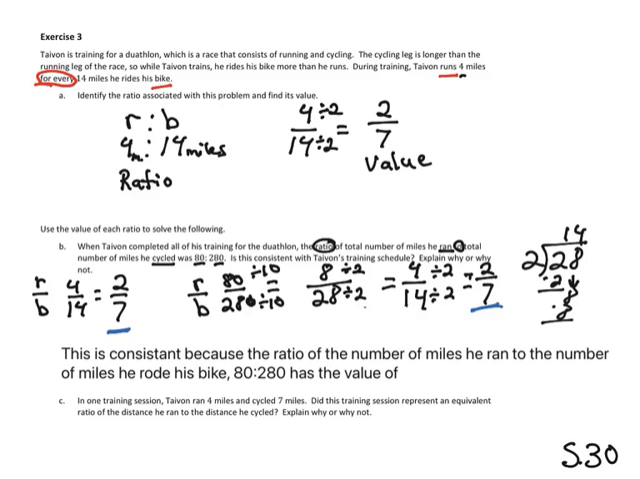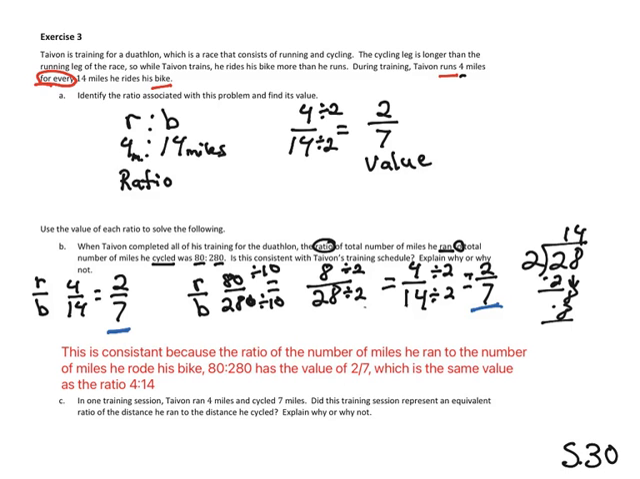So as you can see, I started writing, this is consistent because the ratio of the number of miles he ran to the number of miles he rode his bike is 80 to 280 has the value of, and we need to write 2/7. Because I'm typing it, mine's going to look like 2/7, but it will be the same as this one up here, which is the same value as the ratio of 4 to 14. And that's basically what we just said. I just wrote it in sentences, so go ahead and make sure that gets written in your book that way. Nice and small if you need to.